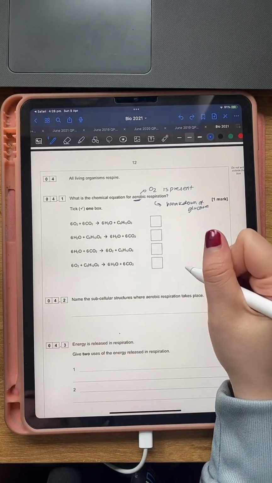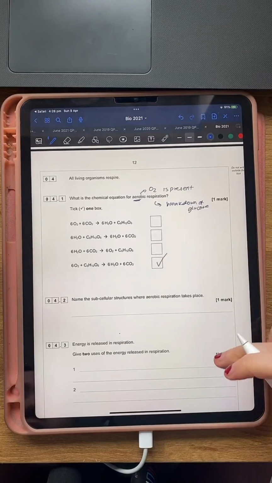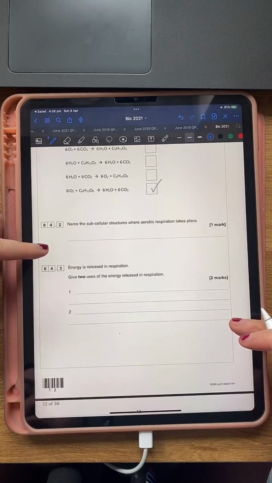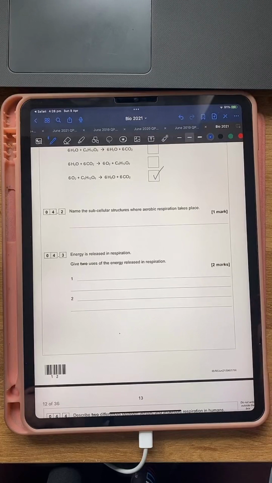4.2, this is higher. 4.2, name the subcellular structures where aerobic respiration takes place. Yep, Ernie, you're way ahead of me. Everyone is ahead. Yep, that's correct. It's mitochondria. Powerhouse of the cell.